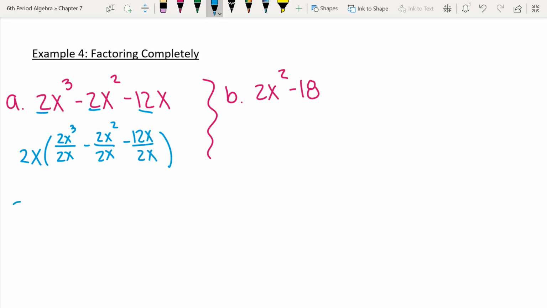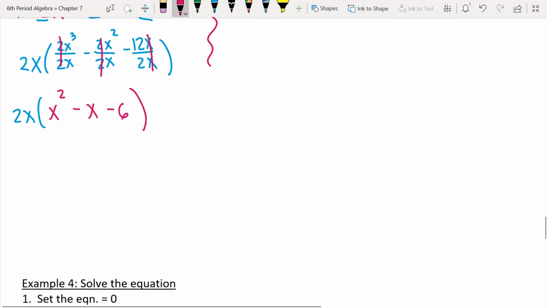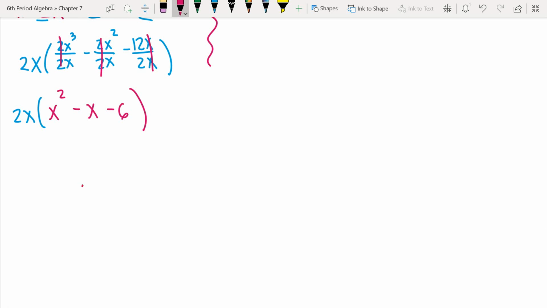And this all simplifies out to be 2x times, inside my parentheses, the 2's cancel out. x cubed divided by x is actually x squared. 2's cancel out. x squared divided by x, still a -x. -12 divided by 2 is -6, and the x's cancel out. So now I am left with a trinomial, which I need to try to break down even further using whatever method I know. So for my class, it's the X box.